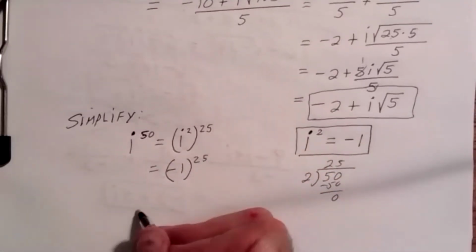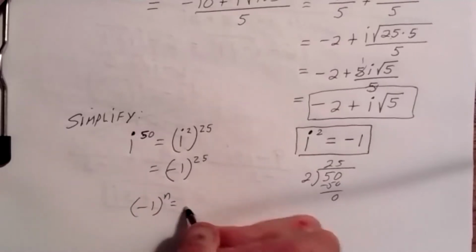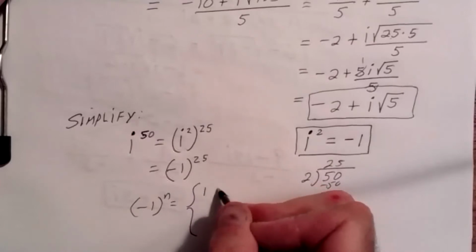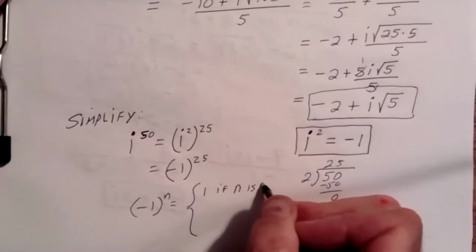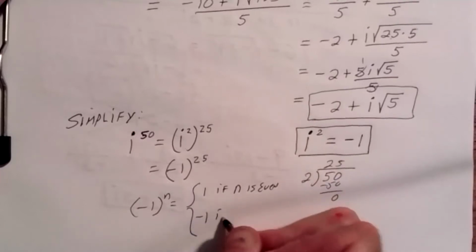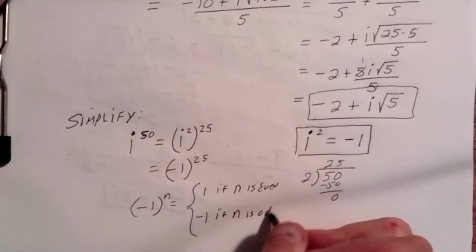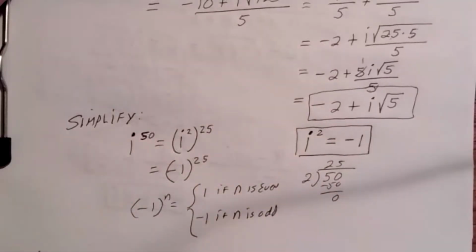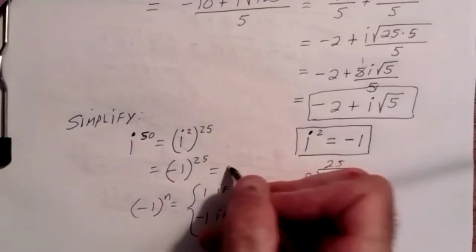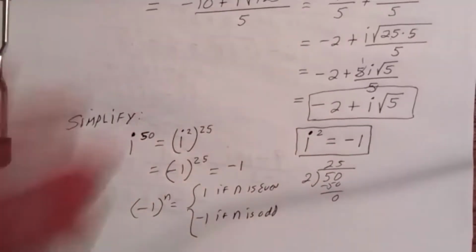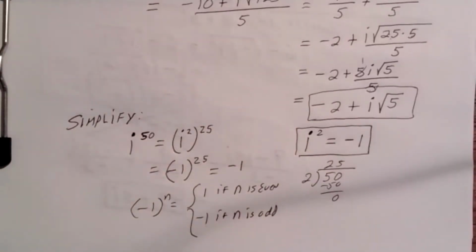The way it works when you raise -1 to a power is this. -1 raised to an integral power is equal to +1 if the exponent integer is even. It's equal to -1, however, if the exponent n is odd. So what's -1 to the 25th power going to be? Positive or -1? 25 is an odd power. So this is going to be -1. That's right. So i to the 50th power simplifies to -1. Let me see how we did that one there.